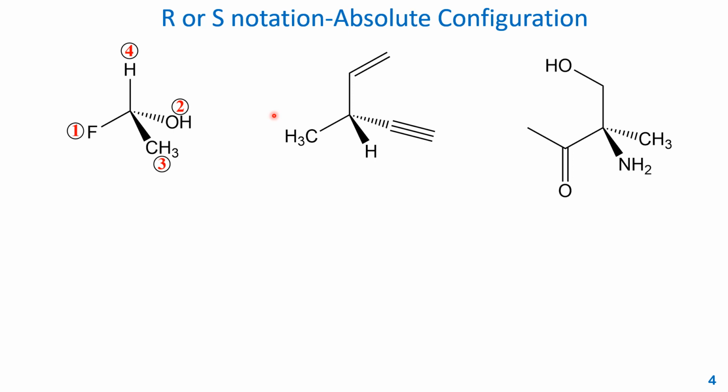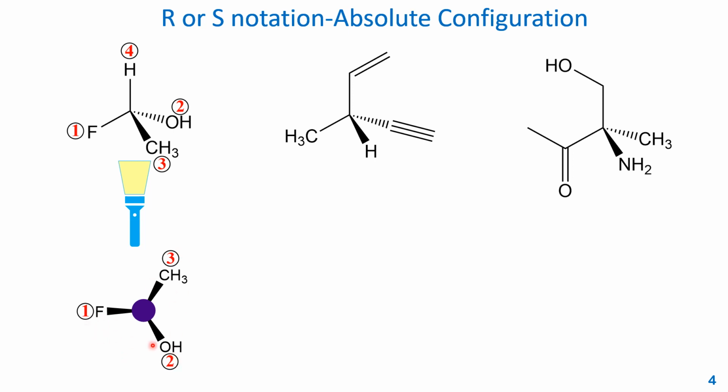Now how to assign the R or S notation? The rule is you must put the lowest priority group away from you. Sometimes it's hydrogen, sometimes it's another group, but the lowest priority must be away from you. So how to do that? The easiest way is to just look at this molecule from the bottom. If this hydrogen points up, look from the bottom. Then you will see fluorine is to the left. This hydroxy group will be to the right, but pointed down. Methyl will point up to your right. So the priorities are still the same: this is 1, this is 2, this is 3.